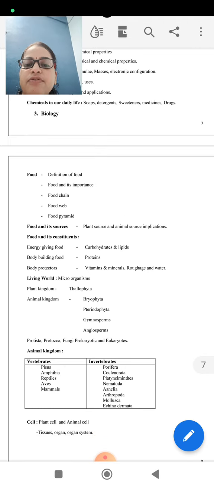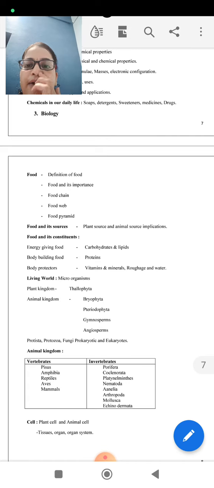Next topic is food and its constituents. Energy giving foods are carbohydrates and lipids. These are the energy giving foods. And next one is the body building foods, that is proteins. Next one is body protectors. Body protectors are the vitamins, minerals, roughages and water. This whole chapter, food and its sources, food and its constituents, comes under the food topic.